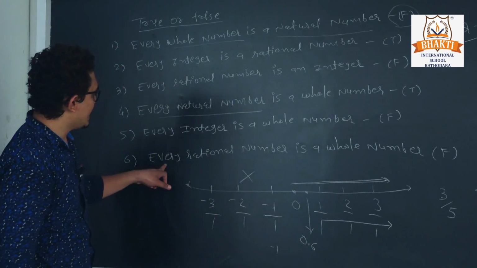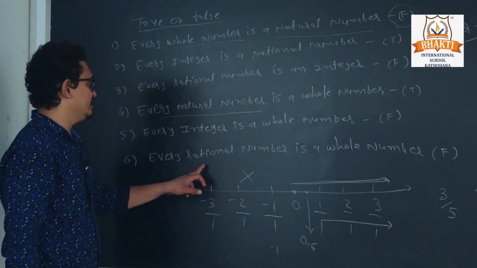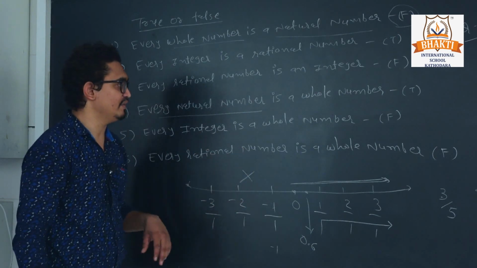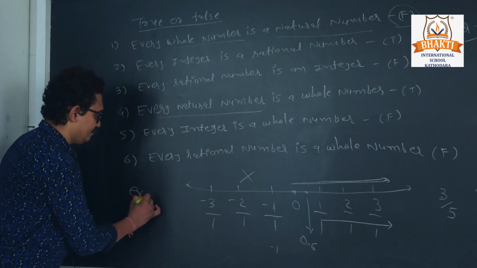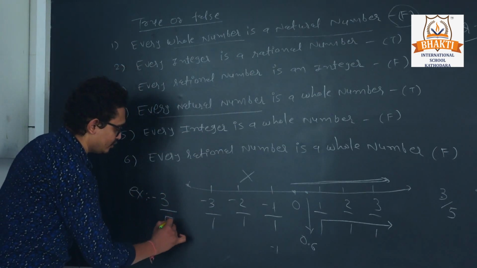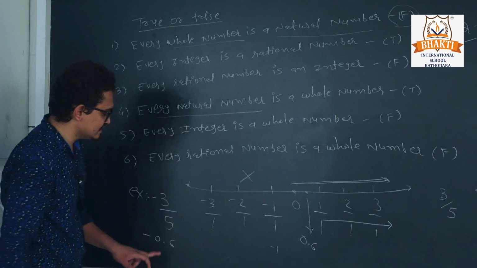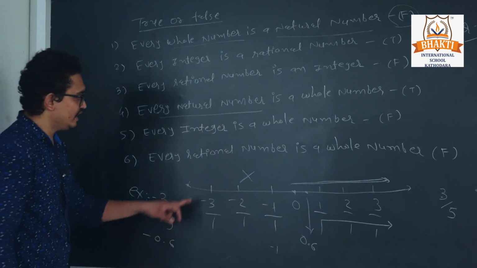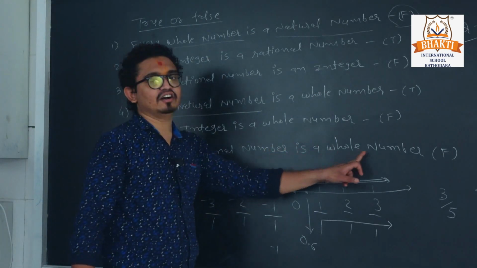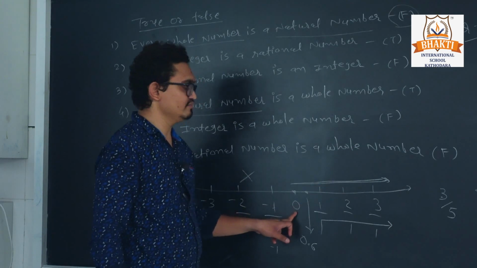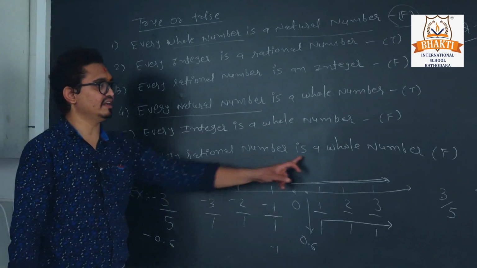Now last, every rational number is a whole number. So every rational means what? We can take any example. Suppose we take one example, I am writing -3 upon 5. So the answer is -0.6, because we can perform that division. So the answer is -0.6, so it is a rational number, but it is not included in the whole numbers, because whole numbers start from 0. But rational numbers also include negative values. So that statement is false.